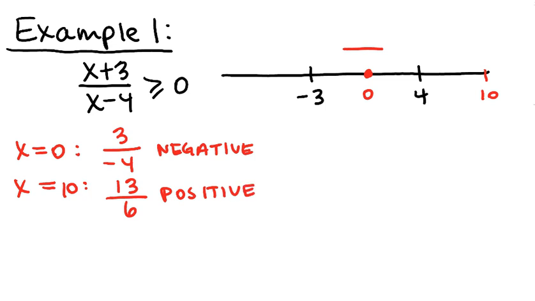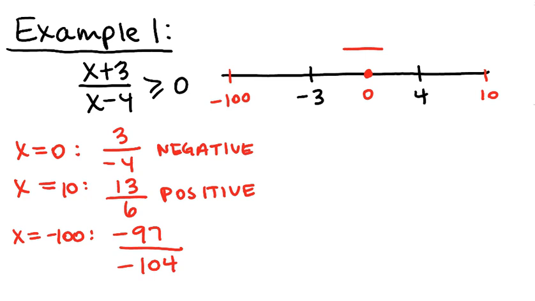And then over here, I'll choose something like, how about negative 100? You know, something really, really negative. So we get the picture. Okay, well, negative 100 plus 3 is going to be negative 97. Negative 100 minus 4 is negative 104. And if we have negative over negative, that's going to be positive. So for these exterior intervals, we've got positive and positive.